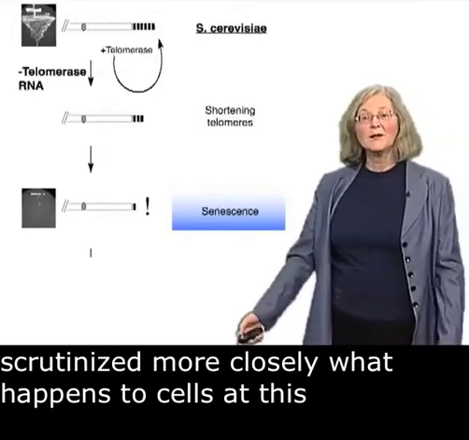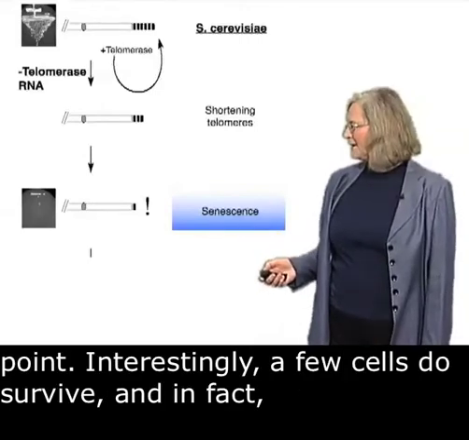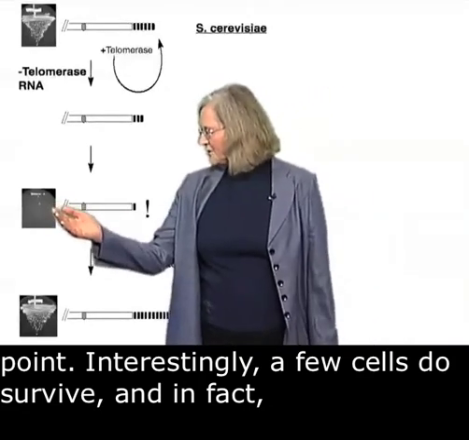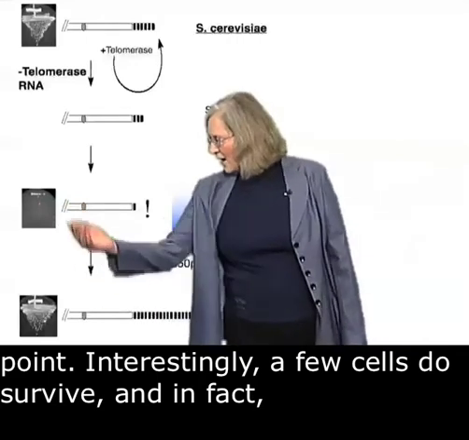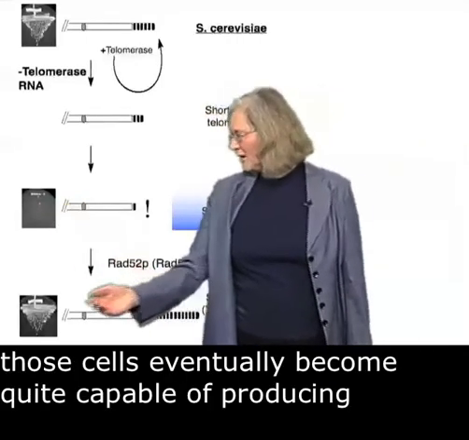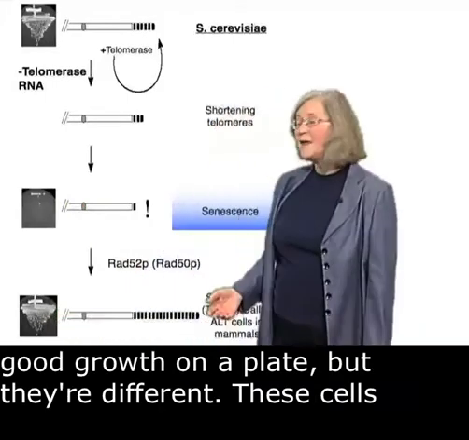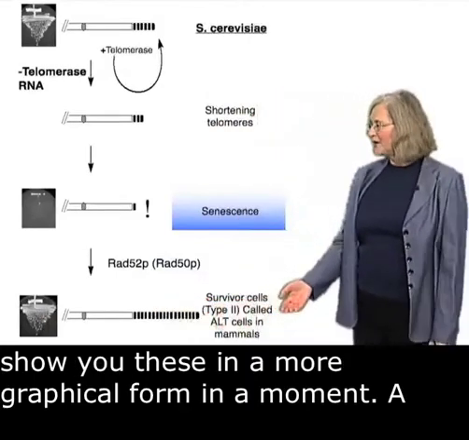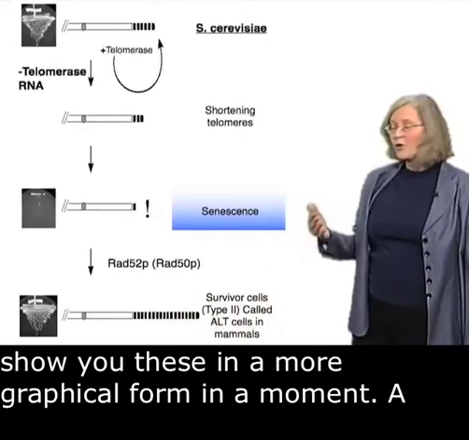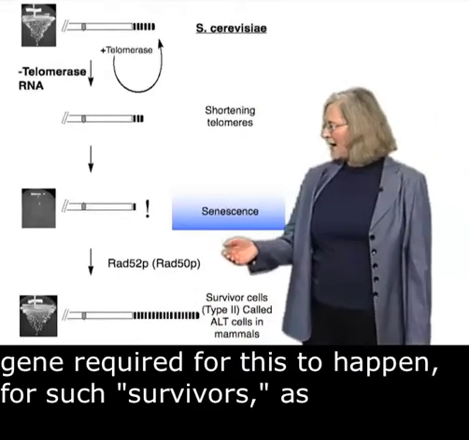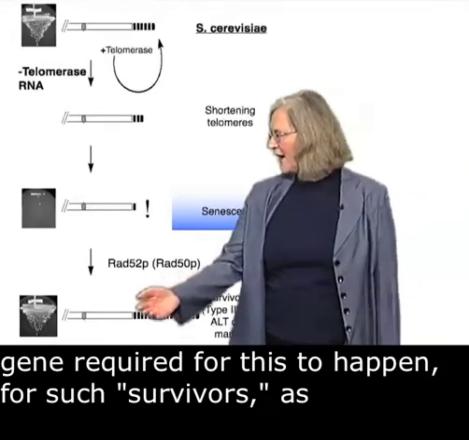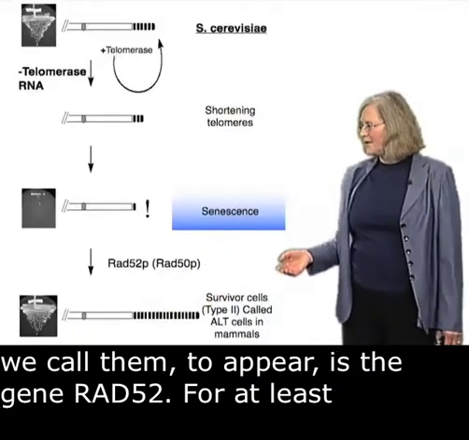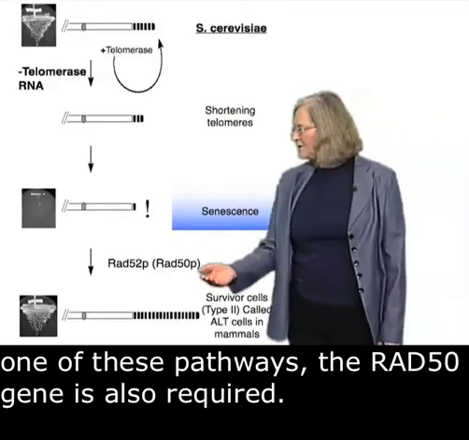We've scrutinized more closely what happens to cells at this point. Interestingly, a few cells do survive. And in fact, those cells eventually become quite capable of producing good growth on a plate. But they're different. These cells now have very heterogeneous and long telomeres. I'll show you these in a more graphical form in a moment. A gene required for this to happen, for such survivors as we call them, to appear, is the gene RAD52. For at least one of these pathways, the RAD50 gene is also required.